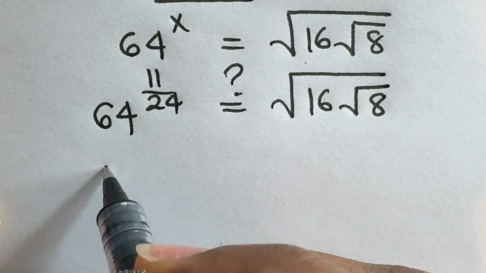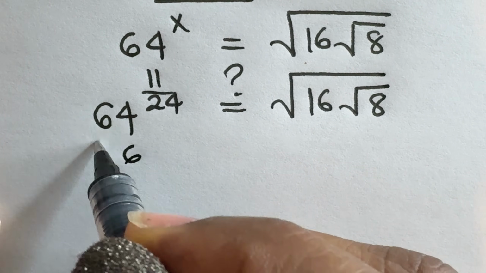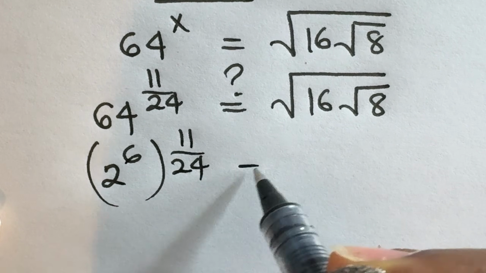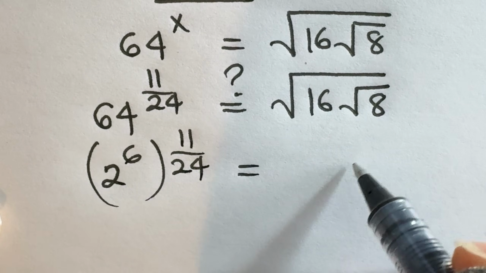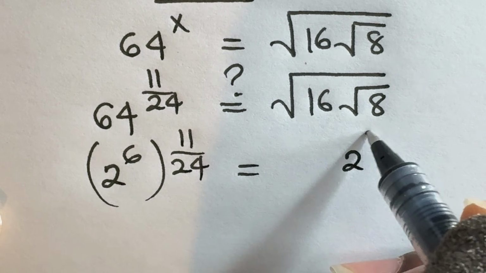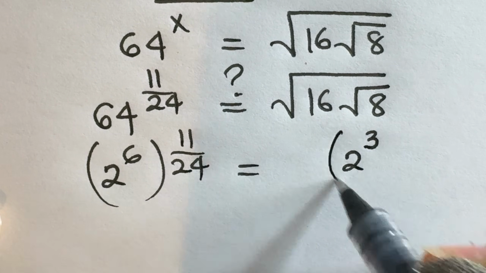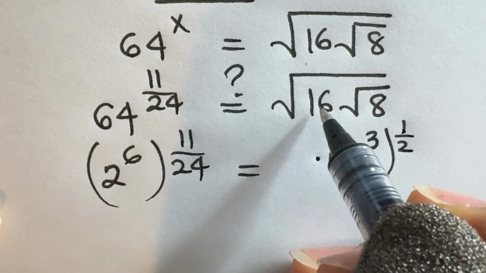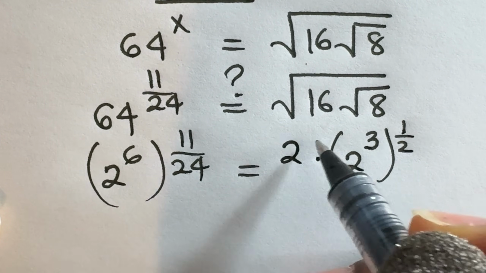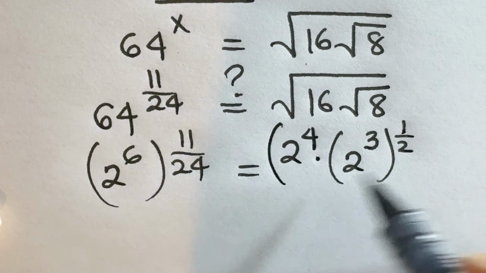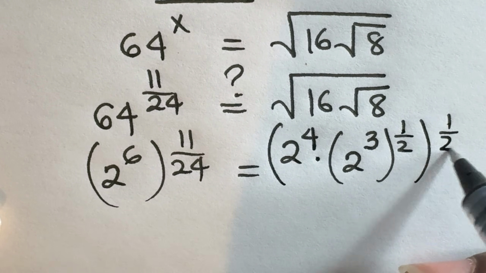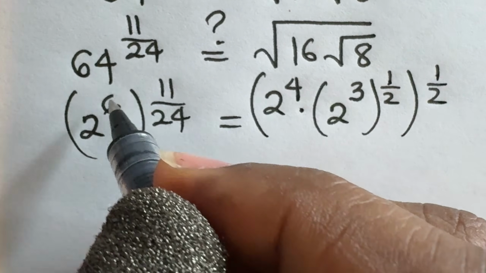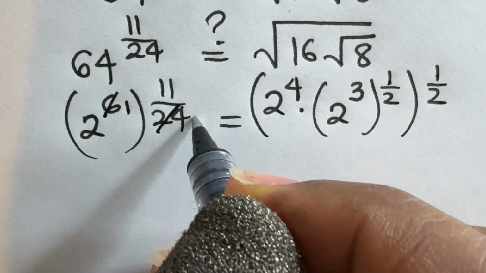64 here is 2 raised to power 6 raised to power 11 over 24 is equal to 8 here is 2 raised to power 3, now raised to power 1 over 2, times 16 here is 2 raised to power 4. All of this raised to power 1 over 2. Let us open each of these brackets diligently. 6 over 24 is 1 over 4.